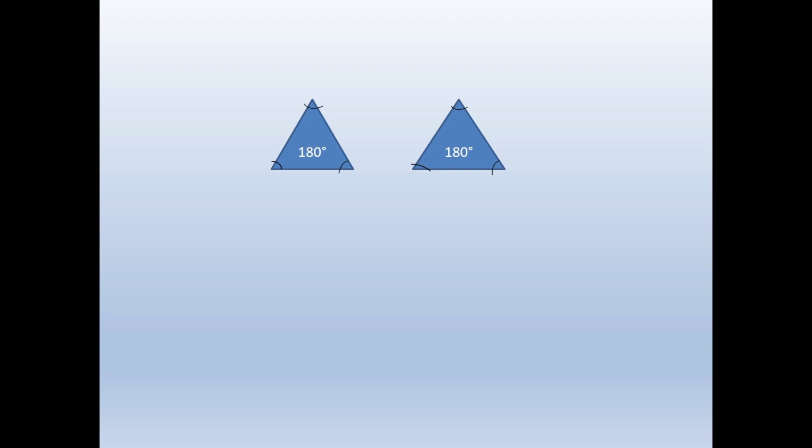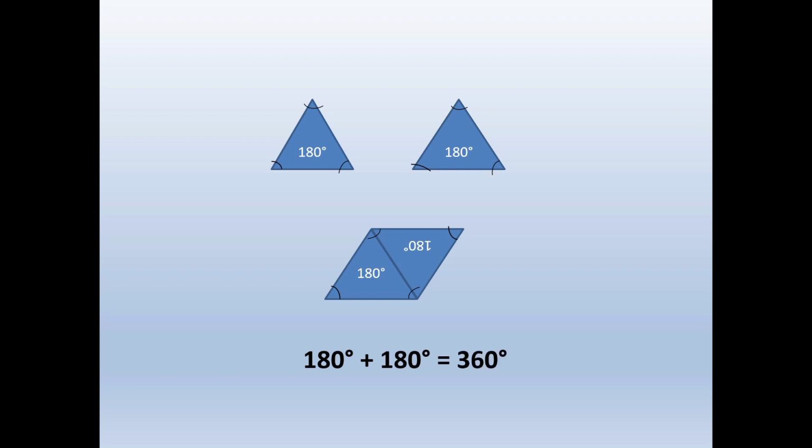Why? It's just like two triangles. Remember that the sum of the measures of the angles of a triangle is 180 degrees. If we are going to combine or put these two triangles together, they form a quadrilateral. So if we add 180 degrees plus 180 degrees, the sum is 360 degrees.